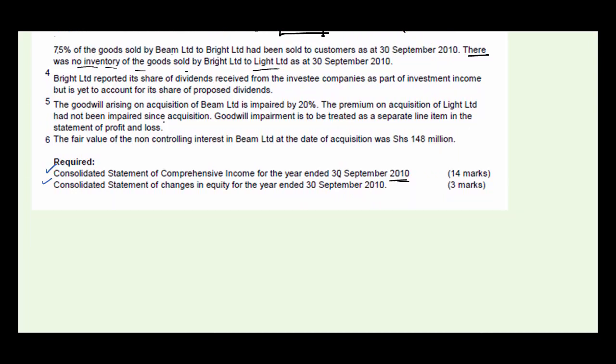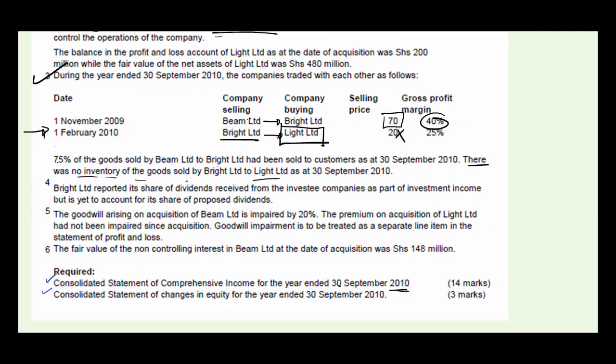Number 4, Bright Limited reported its share of dividends received from the investee companies as part of the investment income, but is yet to account for its share of the proposed dividend. Now, we very well know that any transactions between members of the group should not appear. They need to be eliminated. Now, we are told that they have already accounted for the dividend received. So since they have already accounted for it, we must eliminate that. They have not yet accounted for the proposed dividend. So since they have not accounted, it's okay. We just leave it at that. Okay? So the proposed one, ignore. But for this one that they had accounted for, we deduct.